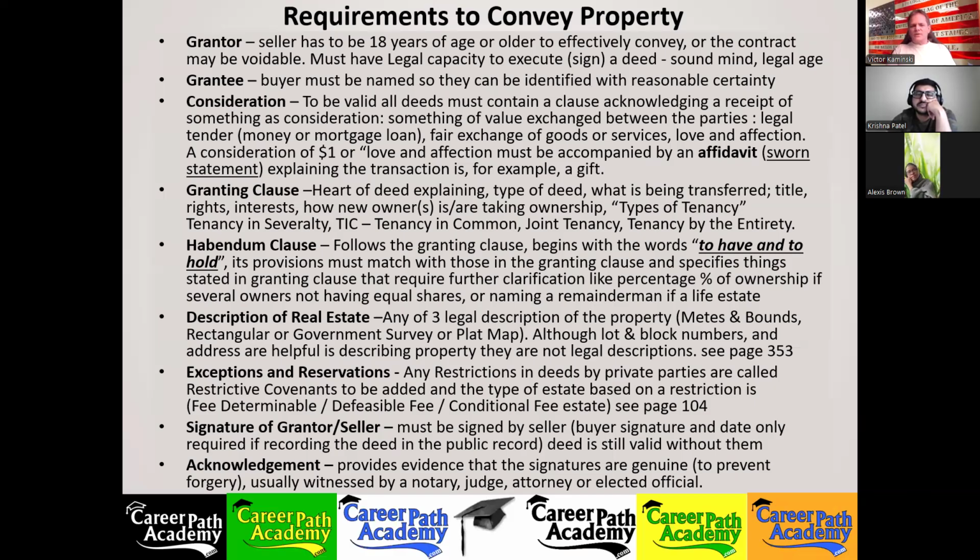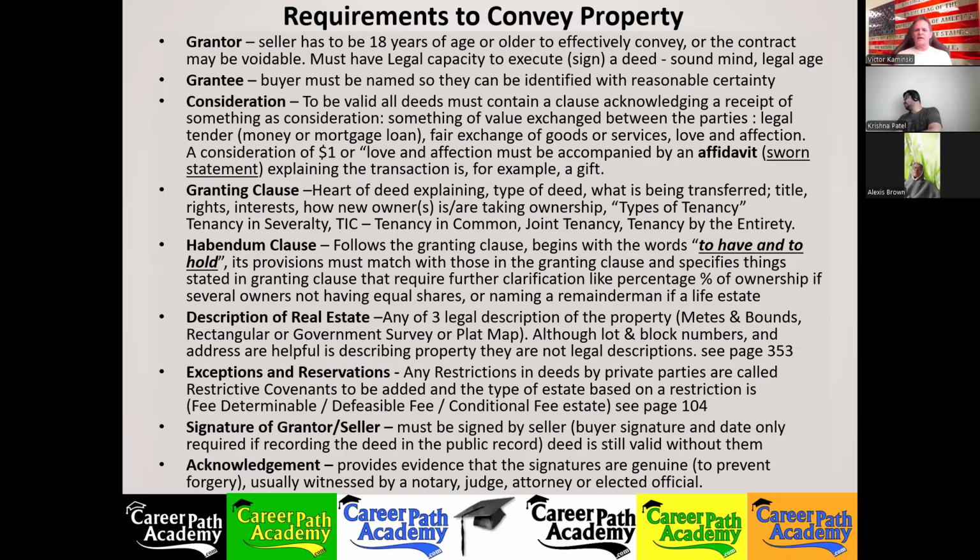And then we have the habendum clause, which follows the granting clause anytime something needs to be further clarified or explained. The habendum clause begins with the words to have and to hold, and its provisions cannot be in contradiction with what's in the granting clause. It's supposed to be supporting of whatever is stated in the granting clause. Anytime something requires clarification, like percentage of ownership, if there's several owners and they don't have equal ownership shares, or if you're going to be naming a remainder man, such as if it's a life estate.